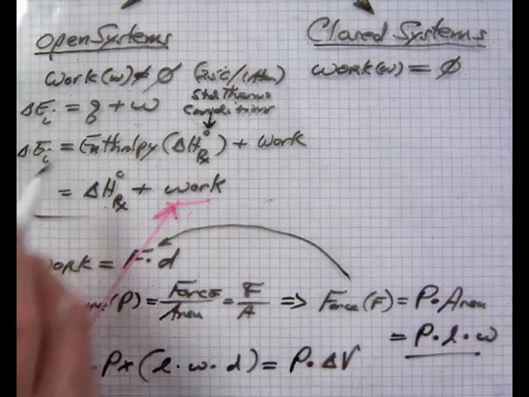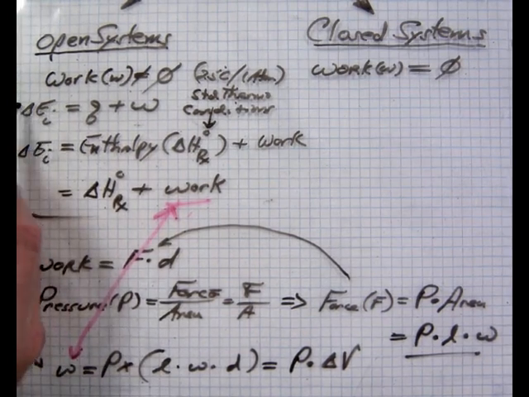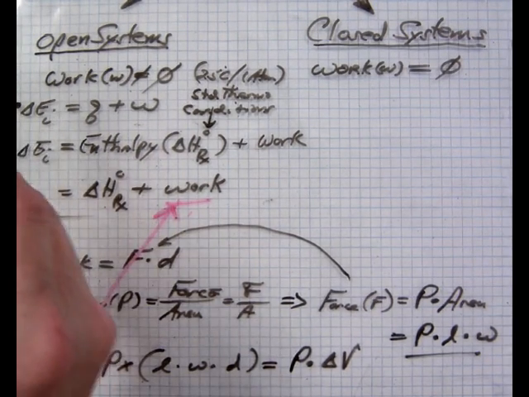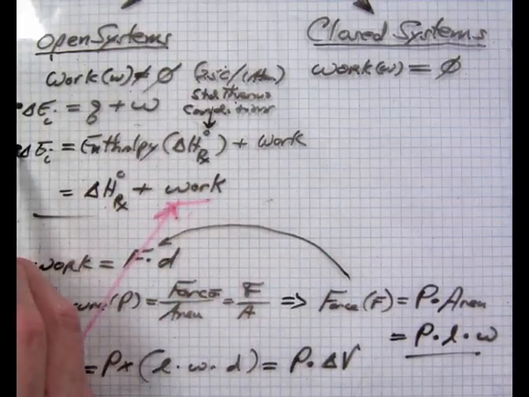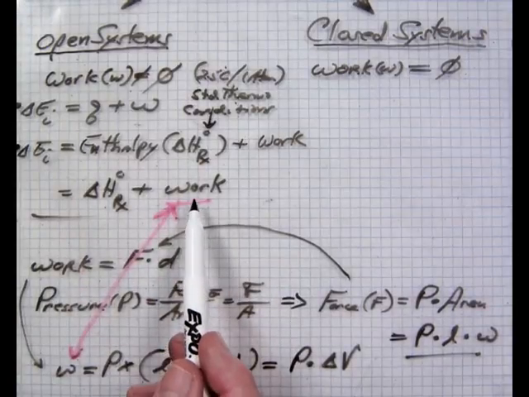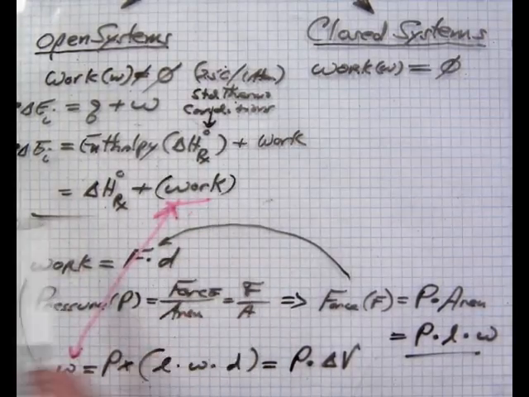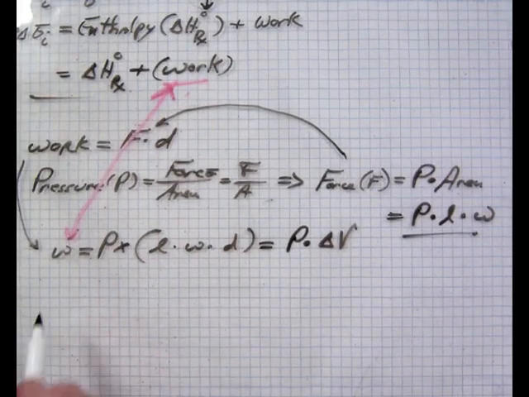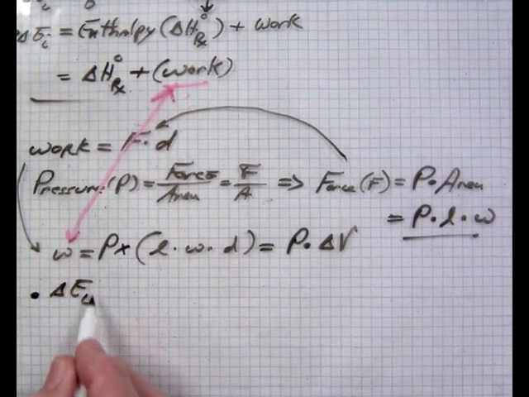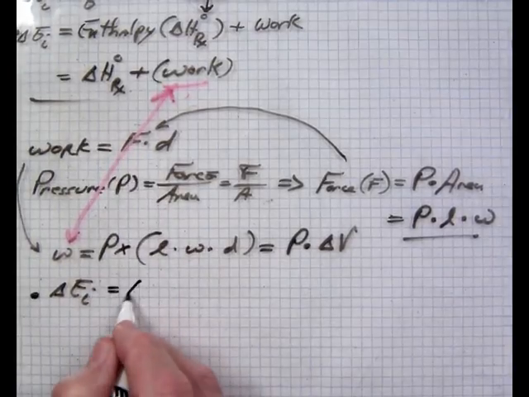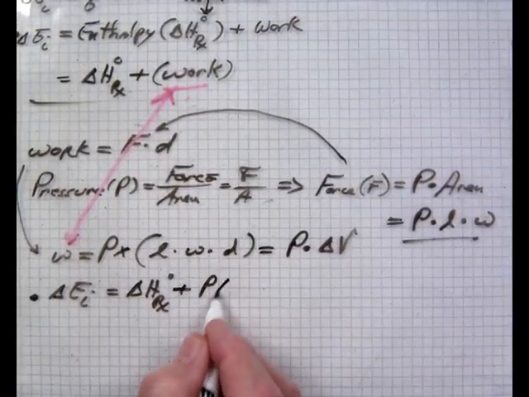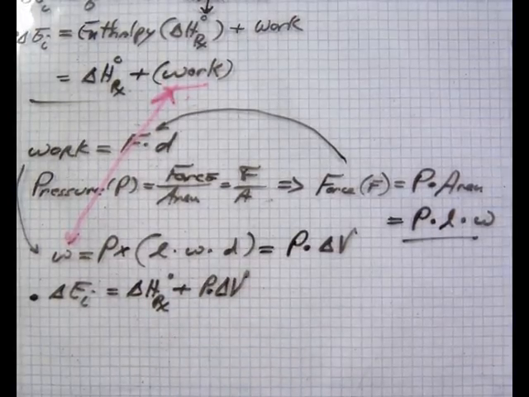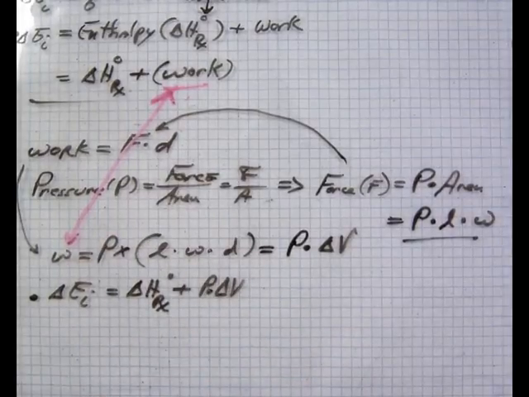And so our internal energy, this is the first form. Well, actually the first form is final minus initial, okay? But this is the first form that pops out of that. This is the second form, enthalpy plus work. And then we rework the work term. And so now our form of change in internal energy is delta H of the reaction plus P delta V. It is from this equation we can define open and closed systems.